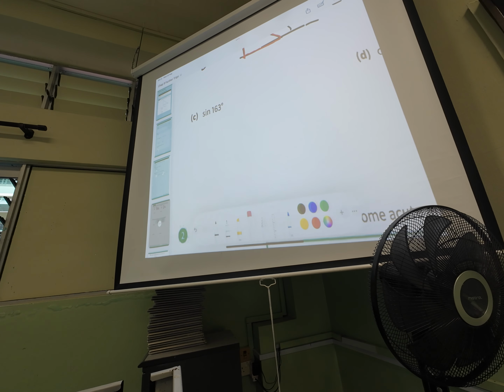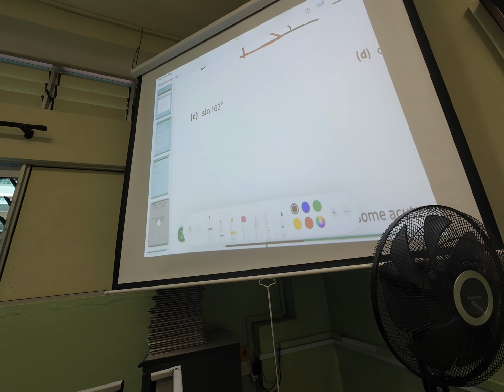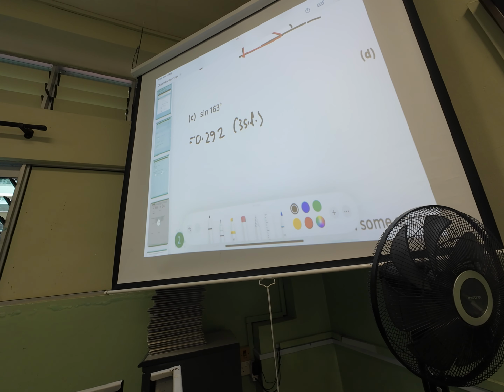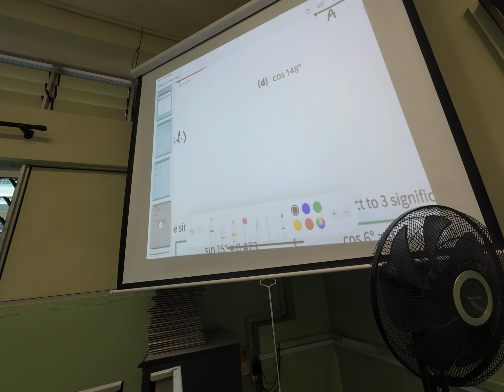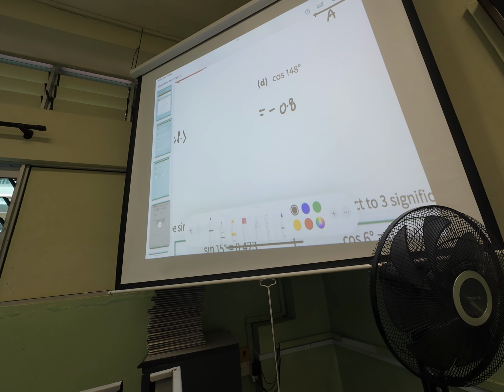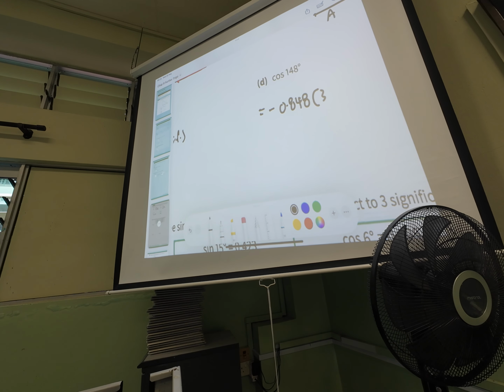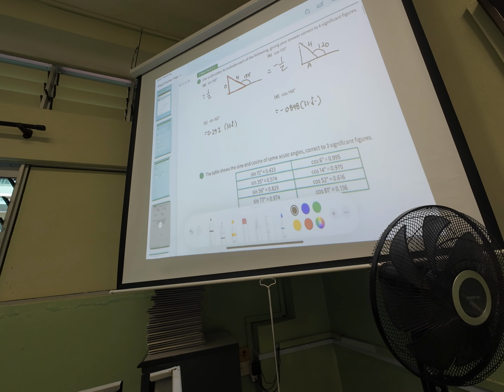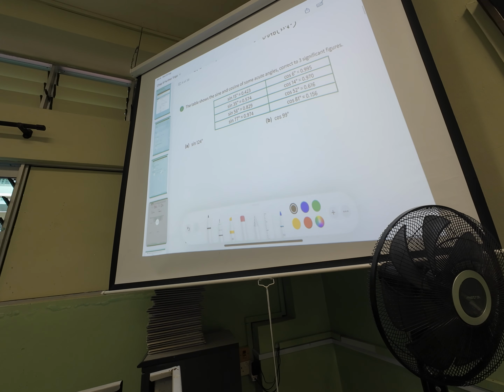Press calculator, sine 163: 0.2923 to 4 significant figures. Cosine 148: negative 0.8483 to 4 significant figures. Okay? Not difficult, huh?